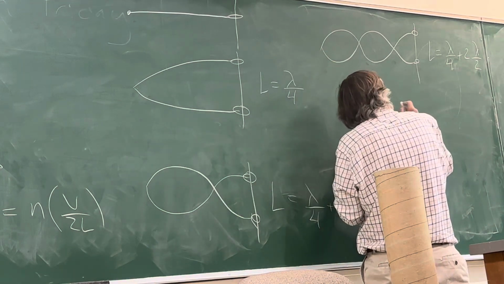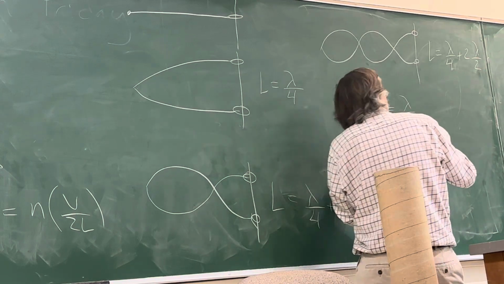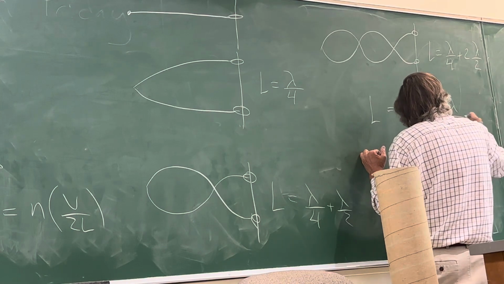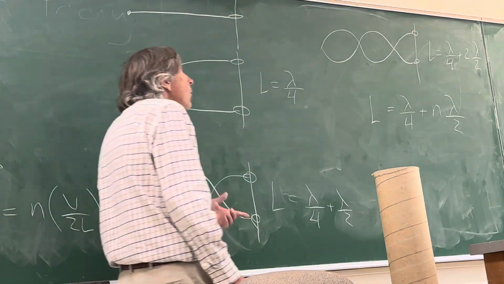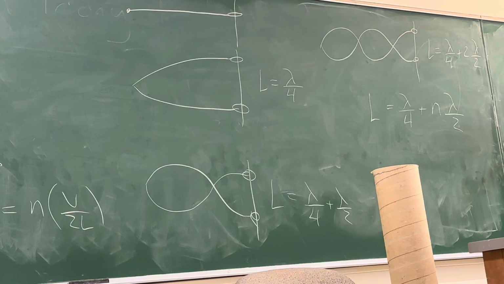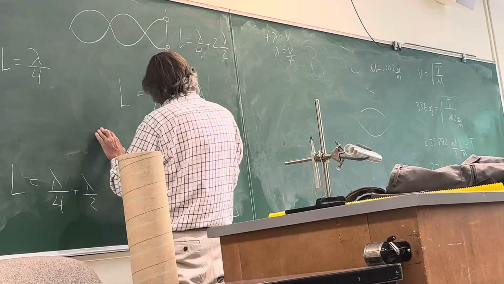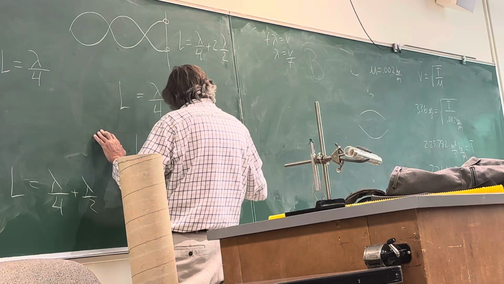So the length of the string in general is going to be equal to a quarter wave out front if it's loose at one end, plus an integer number of half waves. I'm going to use an n again, which is bad, but I'll do that. And then I'm going to use the same thing we did before. We said this has to be a traveling wave, so I know that the frequency times wavelength has got to be equal to velocity. So the wavelength is v over f. So I could write this as the length of the tube is equal to v over 4f, plus n v over 2f, like that.